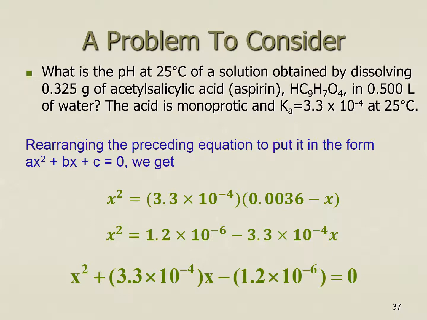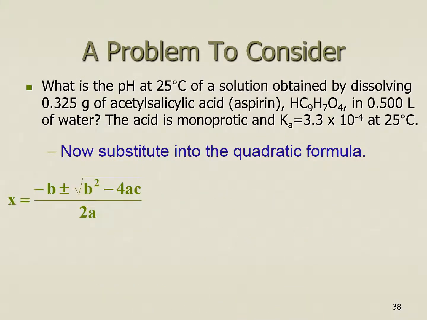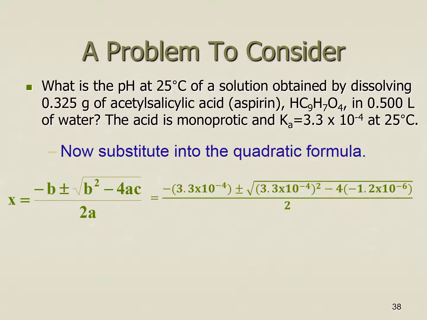So now if we just rearrange and put everything on one side of the equation, we get X squared plus 3.3 times 10 to the minus 4th X minus 1.2 times 10 to the minus 6 equals 0. So now we have it in the correct form, and we know that A equals 1, B equals 3.3 times 10 to the minus 4, and C equals negative 1.2 times 10 to the minus 6. So if we plug that into the quadratic equation, X equals minus B plus or minus the square root of B squared minus 4AC over 2A. Plug in A, B, and C, and we get X equals 9.4 times 10 to the minus 4th and negative 1.3 times 10 to the minus 3.